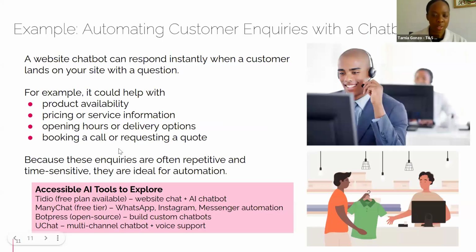So I'll talk you through an example and then we'll do a demo. So here's an example of how I could automate customer inquiries with a chatbot. You could have a website chatbot that can instantly answer when a customer lands on your site with a question. So someone could go on your website and say, what's the product availability? What are your opening hours? Do you deliver to this region? How do I get a quote? What's the price? And things like that.